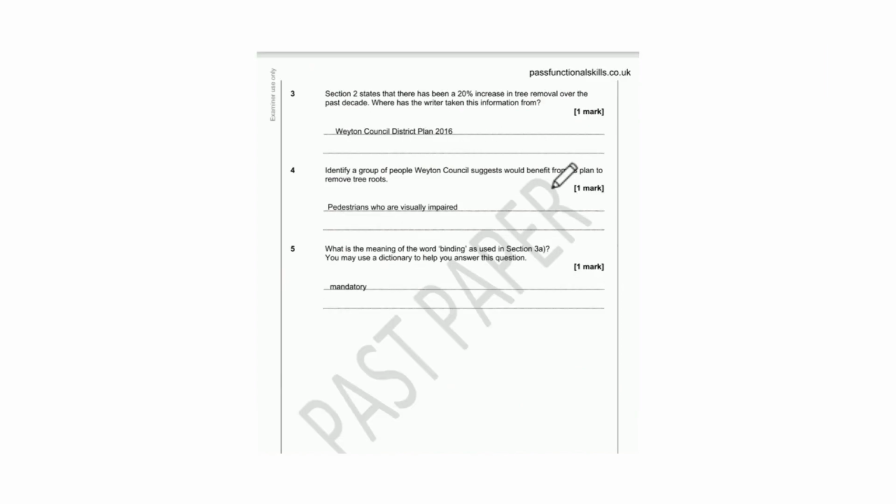Question 3. Section 2 states that there has been a 20% increase in tree removal over the past decade. Where has the writer taken this information from? So for this question, we need to look in the text where we can see this information. So this information, 20% increase in tree removal over the past decade, that's going to be somewhere in the text. And then what we need to do once we've found that is work out where the writer has taken that fact from. So where has the writer taken this information from?